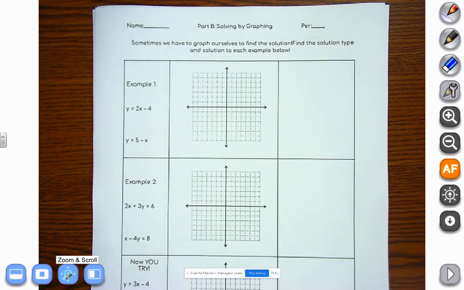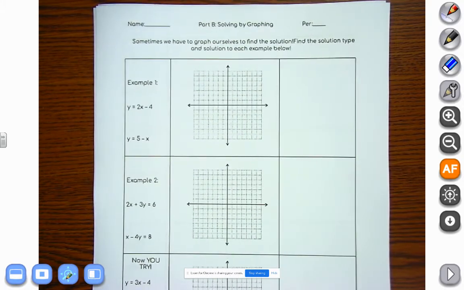Okay, so now for part B, we are going to graph given equations ourselves and tell the solution type. The first step we want to do when we're asked to do this is to identify which type of equation it is. Which form is this equation written in? Slope-intercept, standard, or point-slope?